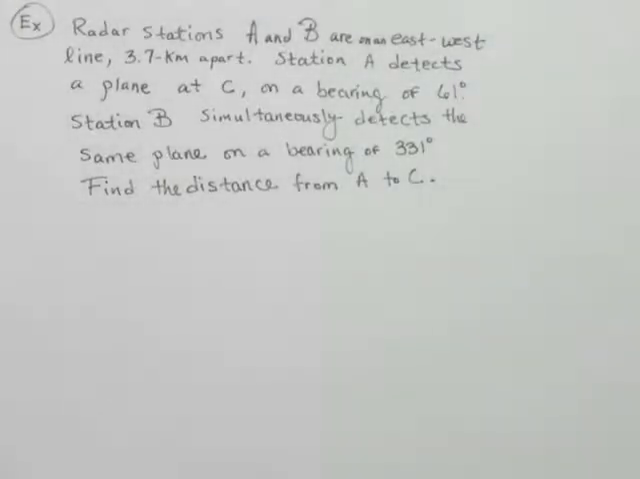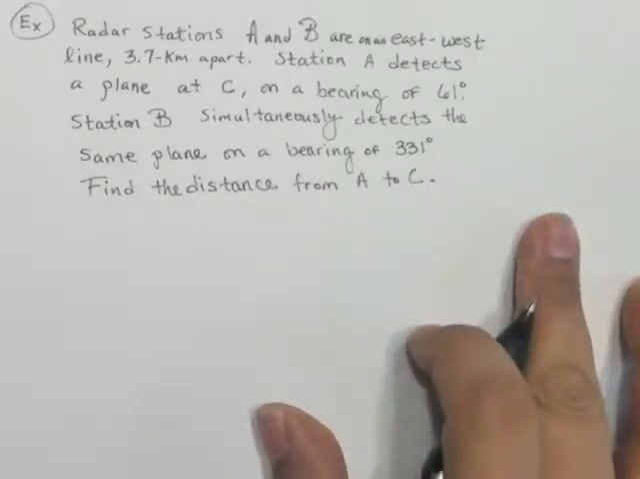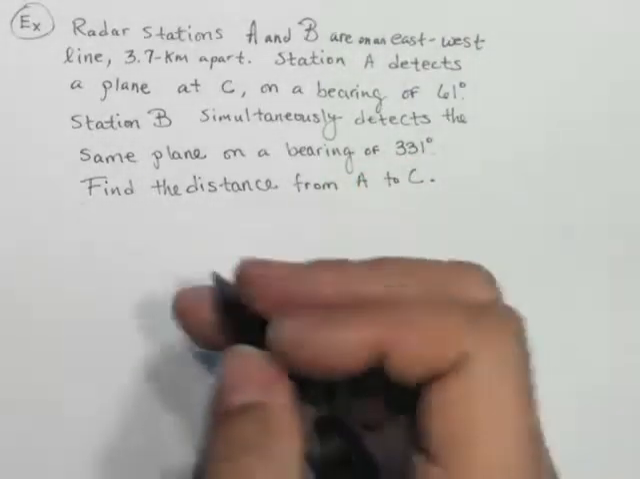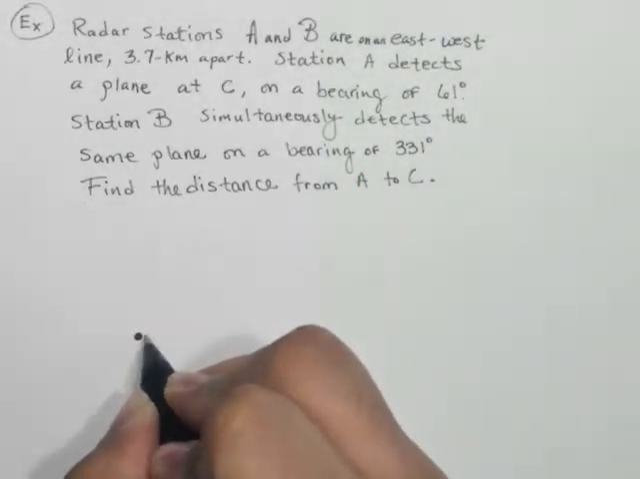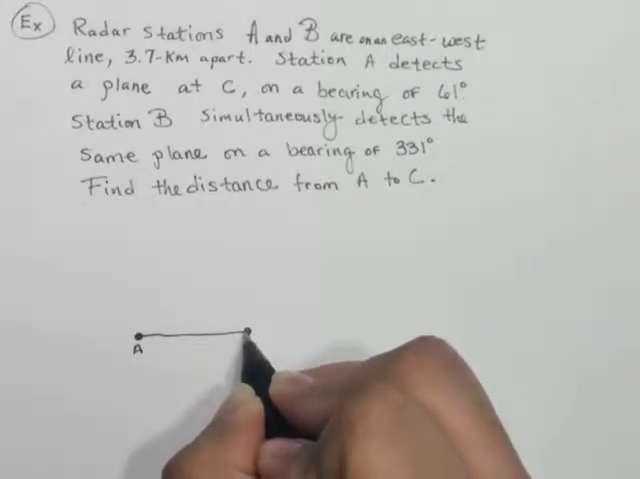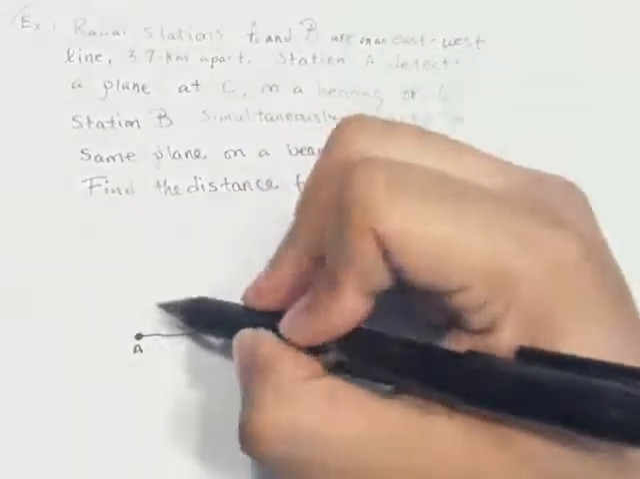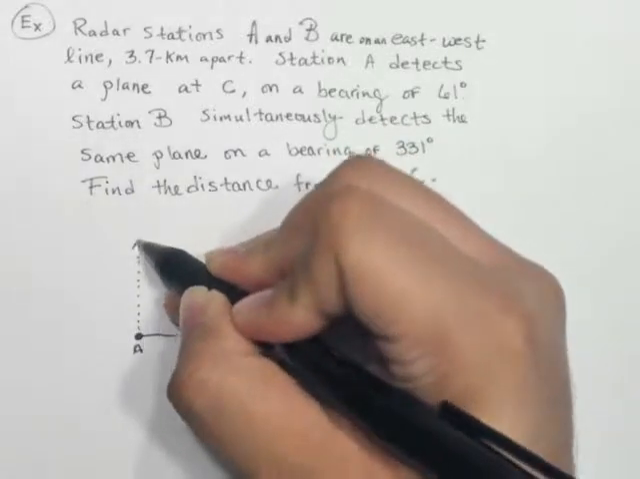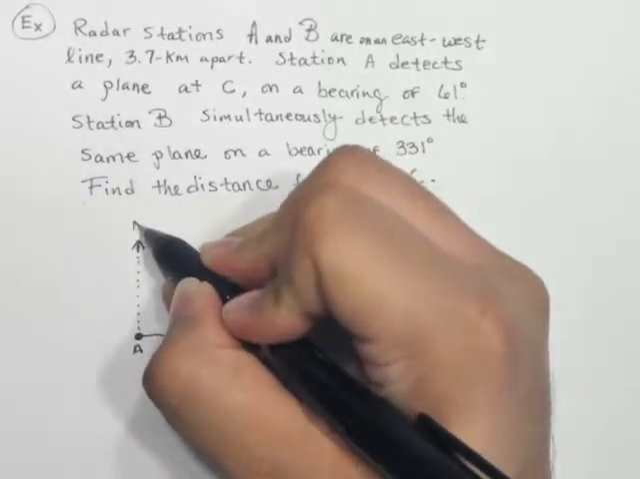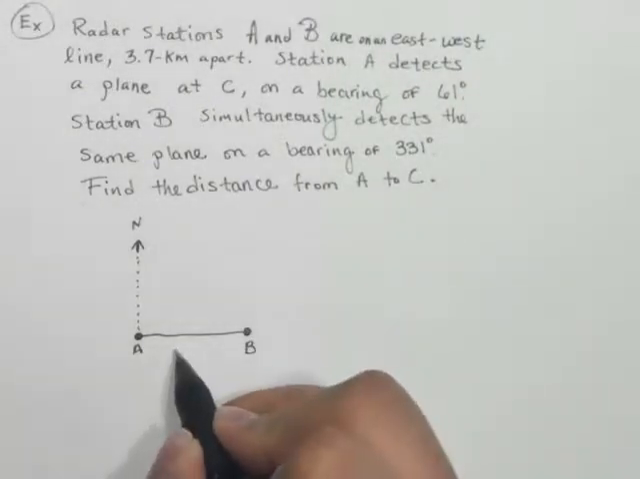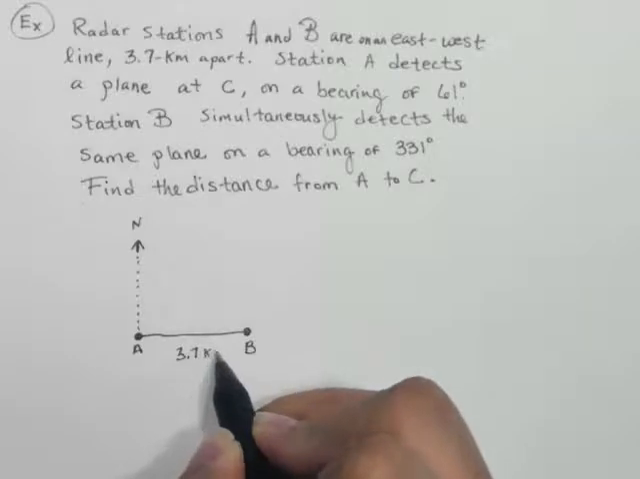Radar stations A and B are on an east-west line that is 3.7 kilometers apart. Before I go any further, I'm going to draw this east-west line, and here is A, and here's the east-west line, so this is the point B. I'm going to draw this dotted line here to represent my north, because this is the east-west line. And then this is 3.7 kilometers.